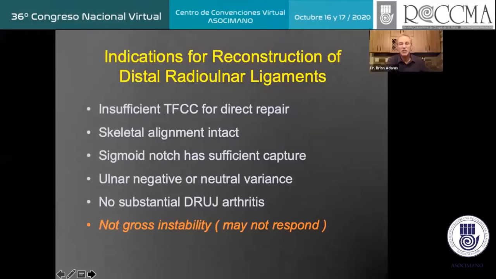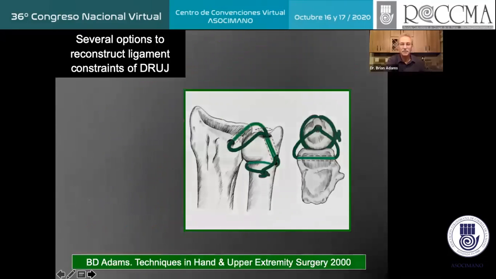Concerning ligament reconstruction, I proceed with this. If the TFCC is not of sufficient integrity for direct repair, remember, skeletal alignment must be optimized before you do any soft tissue repair, particularly ligament reconstruction for chronic cases, or it just won't work. And most of the time when I hear reports of surgeons saying they didn't get a good result, it's because the geometry and the alignment of the bony construct hasn't been restored.